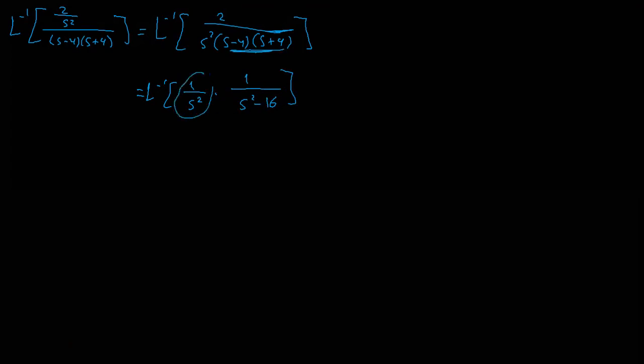Now this is my capital F, which comes from my small f, which is only t. This is my capital G. Can anyone of you give me the small g? I think it's sinh. Sinh what? Sinh 4t over 4. Over 4, you are right, so you need 1 over 4 here.